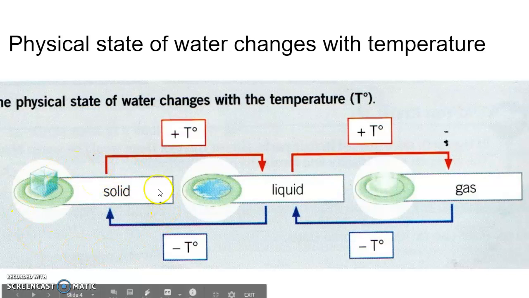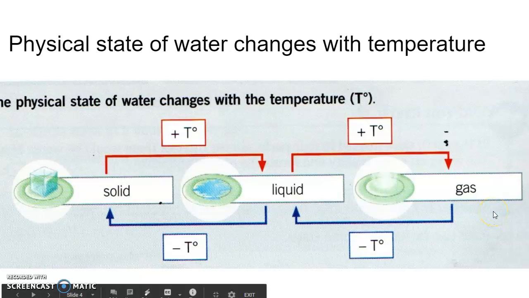In its solid state, when it is exposed to increasing temperature or hot, it changes to liquid. In its liquid form, when it is exposed to increasing temperature or hot, it will change to gas.